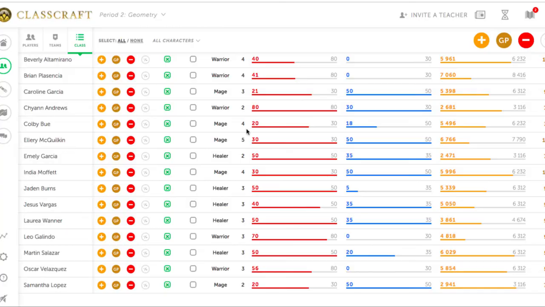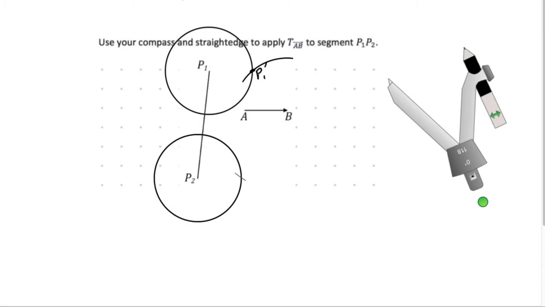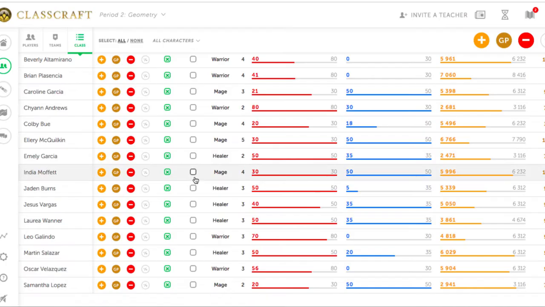All right, Oscar, hand me your participation card. Thank you. Go for it, Leo. Okay, so then you label it P2 prime. And what is P2 prime, Leo? It's the result of P2 after a translation. Yeah, there it is. All right, we're almost done.